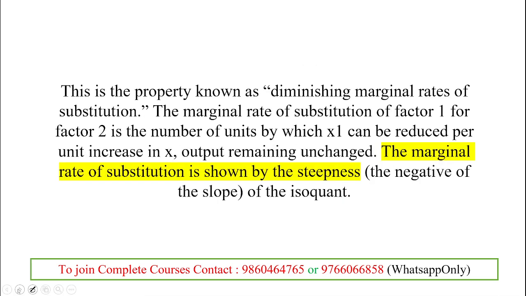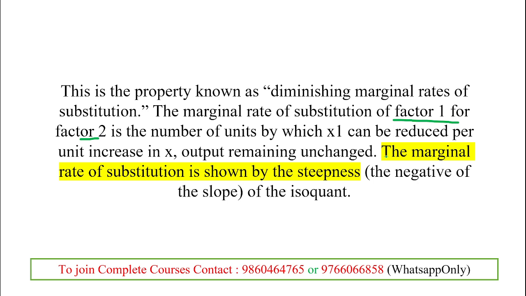And there is the diminishing marginal rate of substitution. The marginal rate of substitution of the first factor for the second factor is the number of units by which x1 can be reduced per unit increase in x2. So we want to reduce the first factor and increase the second factor, while the output remains unchanged, but the quantities of the two factors change.